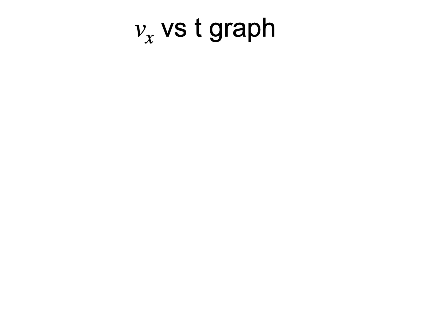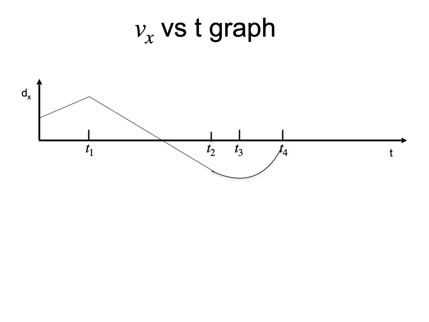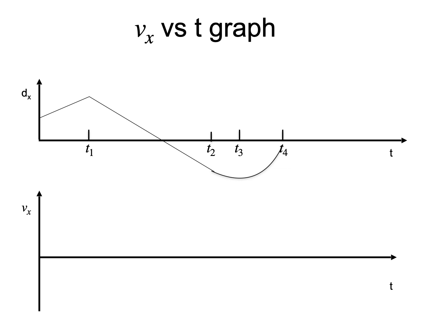We should be able to get the x component of the velocity by evaluating the slope of the tangent to the curve of the x component of position versus time graph at each point of the curve. As an example, we will use this x component of position versus time graph and create a rough graph of the Vx versus t from the dx versus time graph.